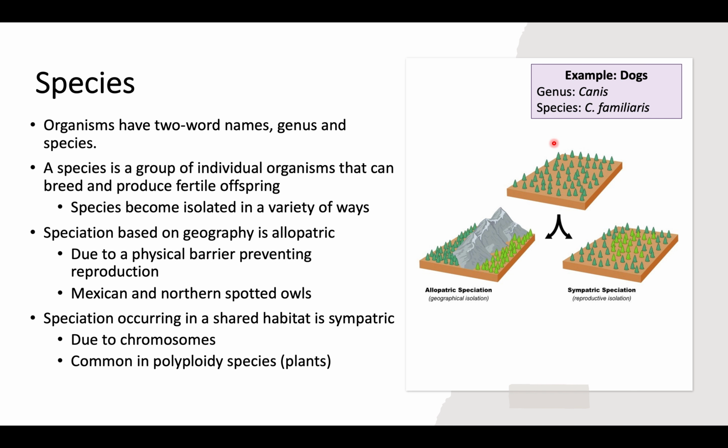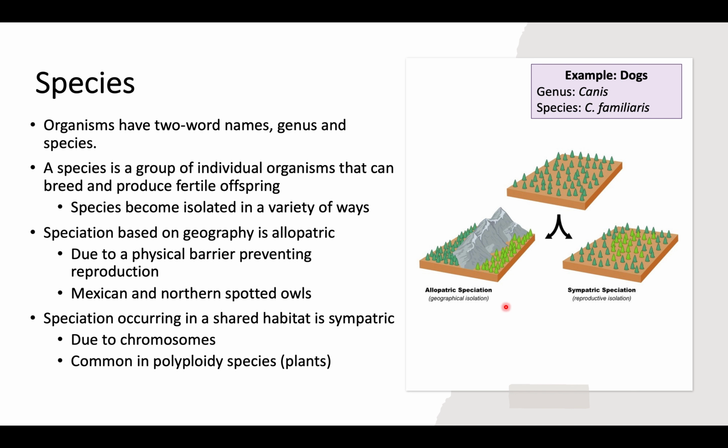Here I have an image that's an example to show you what I'm talking about. In this case, we're talking about these trees. On the left, we have allopatric speciation. This is geographical isolation. This is what happened with the Galapagos finches and the mainland finches in Darwin's example. There is a physical geographical barrier preventing these two types of trees from cross-pollinating or mating with each other.